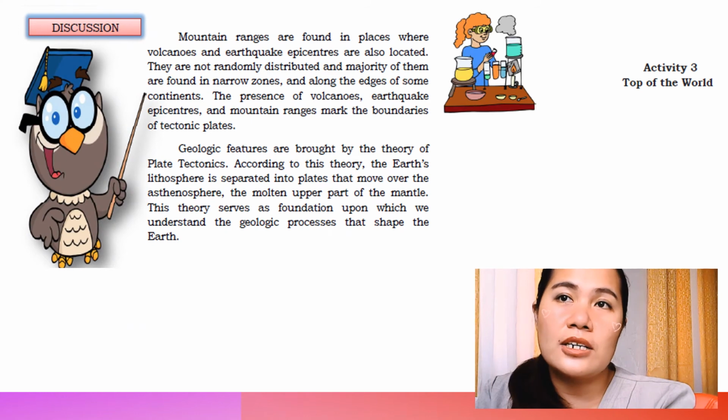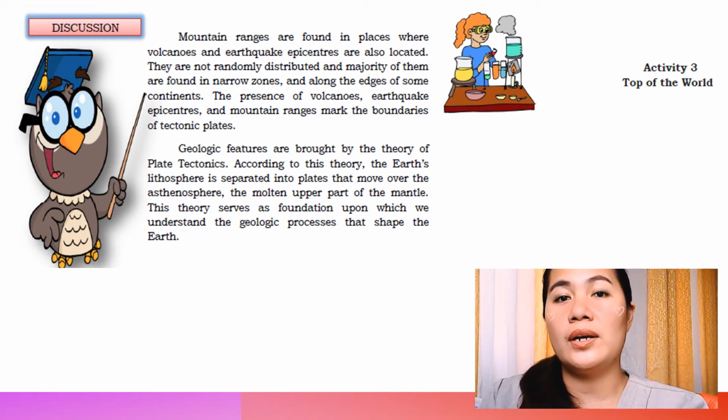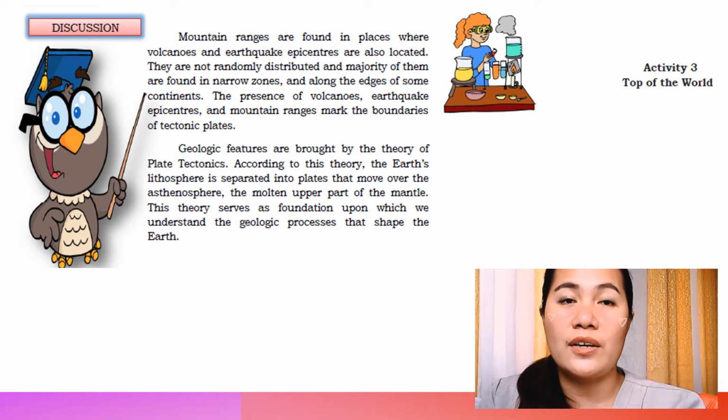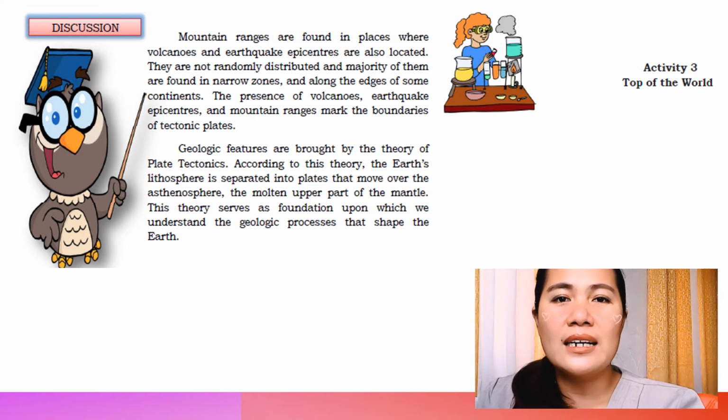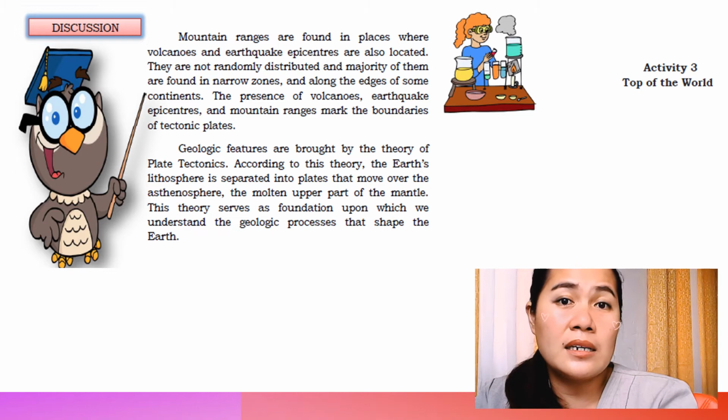Then, discussion. Mountain ranges are found in places where volcanoes and earthquake epicenters are also located. The first sentence in the discussion answers question number 1 in the guide question of activity 3. They are not randomly distributed.